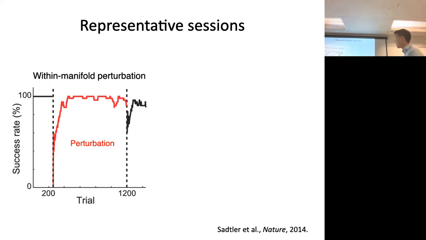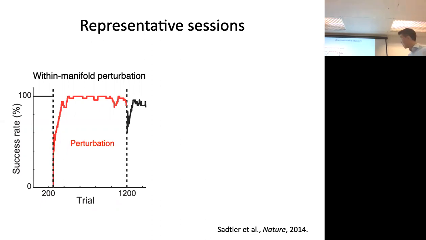Then, unannounced to the animal, at this vertical dashed line, we switch the mapping on the animal. As you would expect, the performance drops. Through trial and error, the animal can then learn to use this new mapping, and here the animal comes back to close to 100%. At the end of the experiment, we then have the animal work with the first mapping again. And so what you see here is a lot of learning.